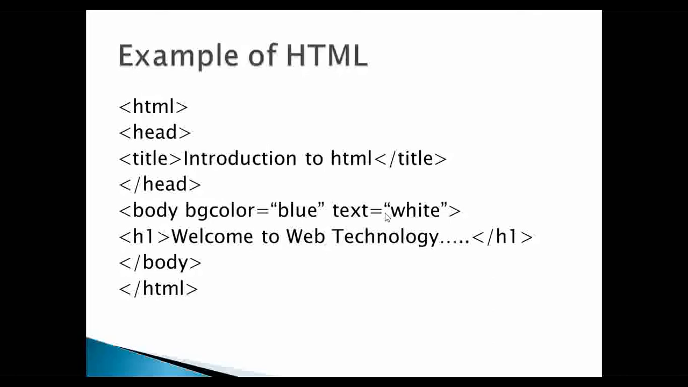By default, students, the background color of your web page is white, and the text which is displayed is black. You can even change the appearance of your page by using attributes. The attributes are also known as properties, and every property has a value which should be enclosed within double inverted commas like this.